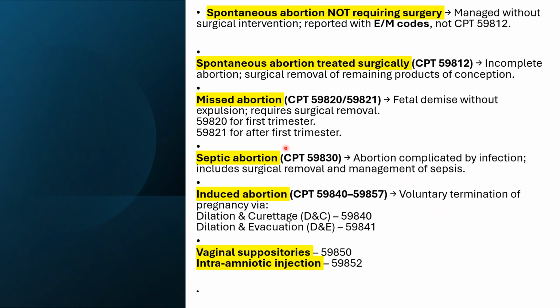Septic abortion means an abortion complicated by infection. And induced abortion is whenever we have induced it by external means like dilation and curettage, dilation and evacuation. And nowadays there are certain medical vaginal suppositories and intra-amniotic injections that are given. So as a coder, please pay attention to all those things to pick up the correct code.